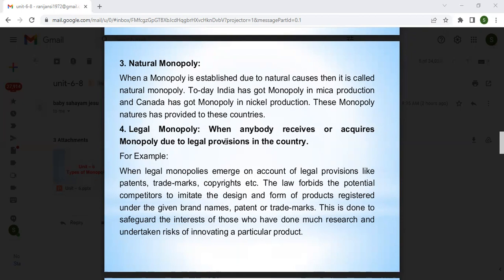Fourth one, legal monopoly. When anybody receives or acquires monopoly due to legal provision in the country. Take for example, legal monopolies emerge on account of legal provisions like patents, trademarks, copyright, etc. The law forbids the potential competitors to imitate the design and form of the product, or register under the given brand names, patents or trademarks. This is done to safeguard the interest of those who have done much research and undertaken the risk of innovating a particular product.